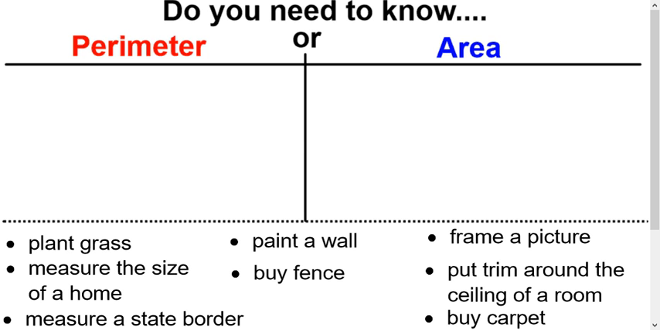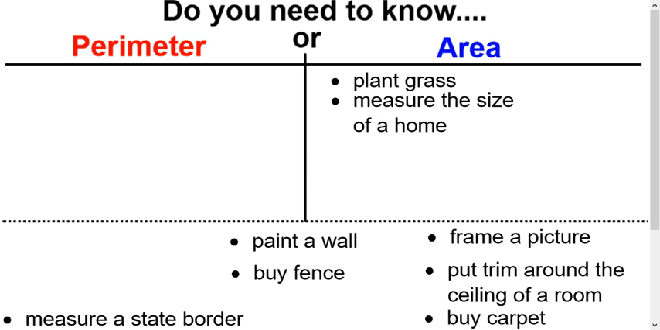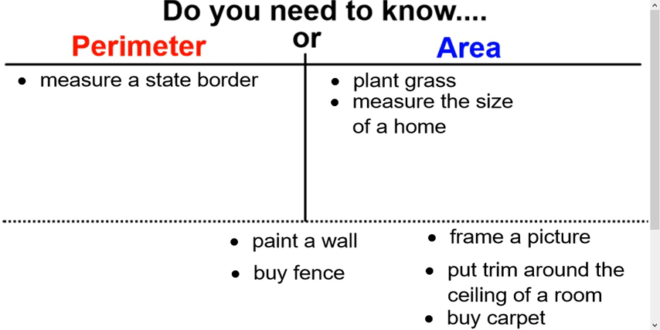So if we want to plant grass, we want to cover our yard, so we need to know the area. If we want to measure the size of our home, we want to know how much space it takes up, how much space it covers. You'll notice if you ever buy a home or you've been with your parents looking at homes, that they're measured in square feet. We want to know how many square feet a house has. All right, if you want to measure a state border, the border is the outside. So that's going to be a perimeter question.